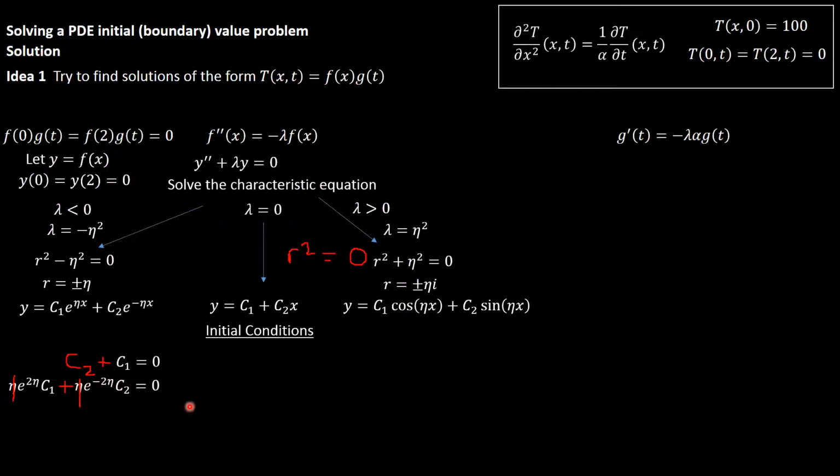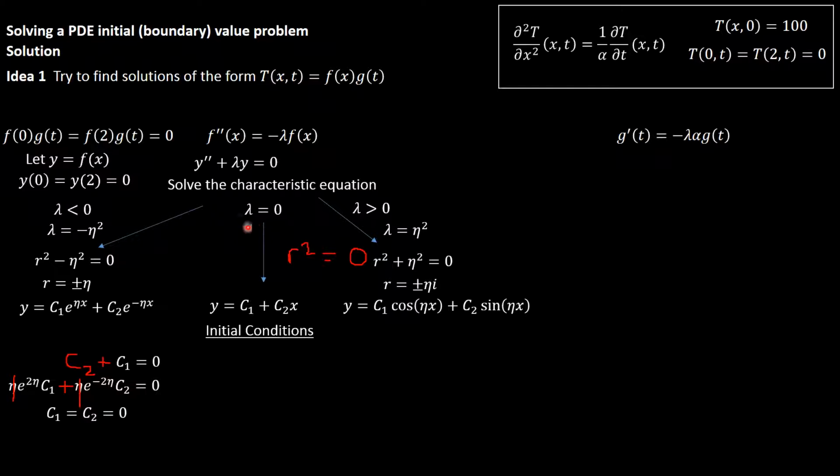This is actually a system of equations in two unknowns, C1 and C2, and you can check that it is a non-singular system. If you write out the matrix and take the determinant, it's going to be non-zero, which means this does not have a null space, and so the only solutions are C1 equals 0 and C2 equals 0. It has a trivial null space. And so the only values of C1 and C2 are trivial. So we actually don't get any interesting solutions from this column when lambda is less than 0.